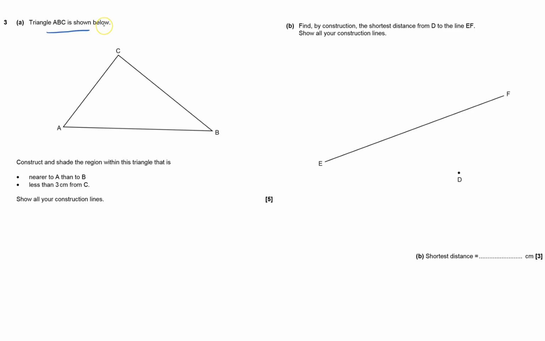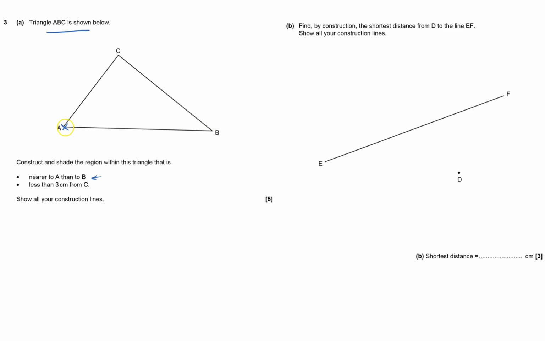Okay, triangle ABC is shown below, not a scale drawing. Construct and shade the region within this triangle that is nearer to A than B. So to do this, I want to find the points which are exactly the same distance as A to B, and that means I need to draw the perpendicular bisector of A to B.